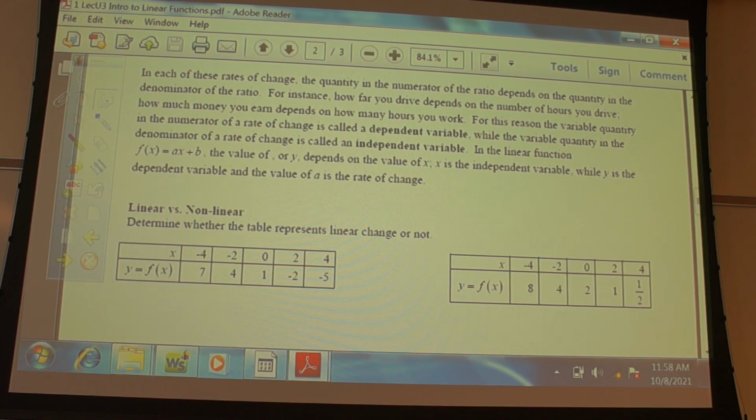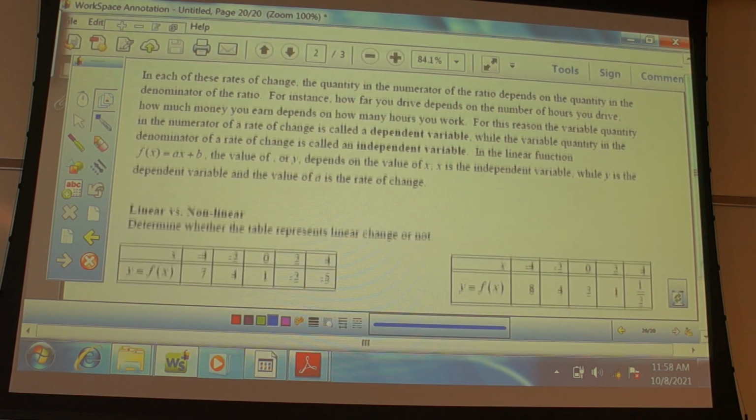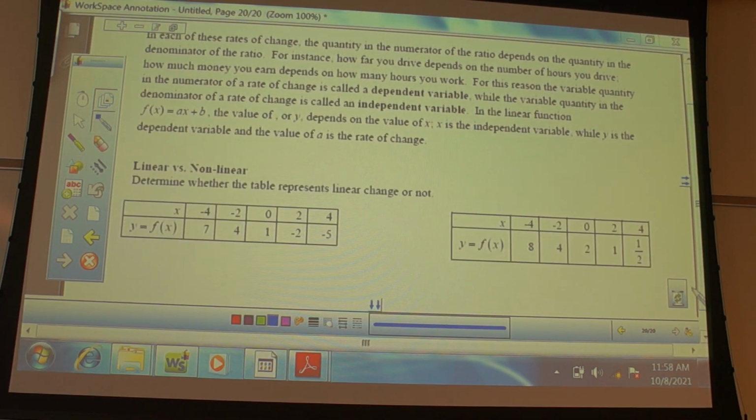In each of these rates of change, the quantity in the numerator of the ratio depends on the quantity in the denominator of the ratio. For instance, how far you drive depends on the number of hours you drive. How much money you earn depends on how many hours you work. For this reason, the variable quantity in the numerator of the rate of change is called a dependent variable, while the variable quantity in the denominator of a rate of change is called an independent variable.